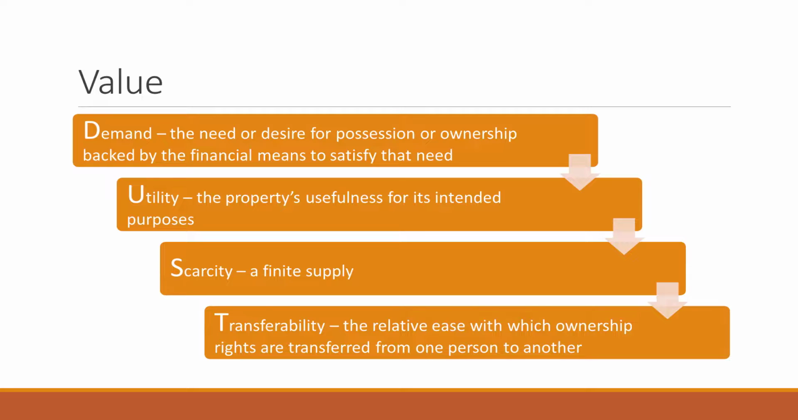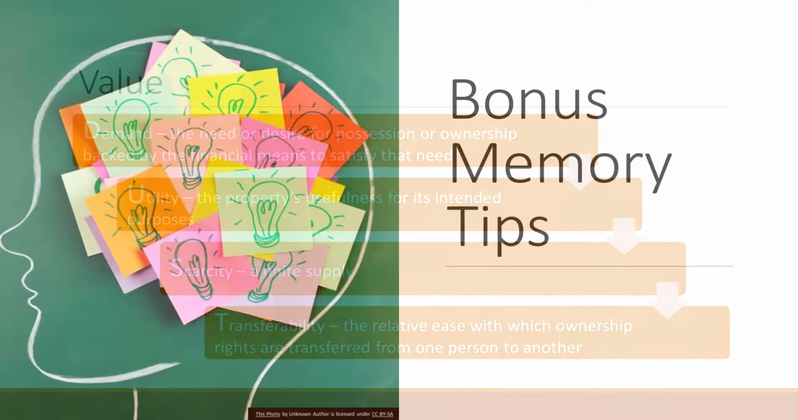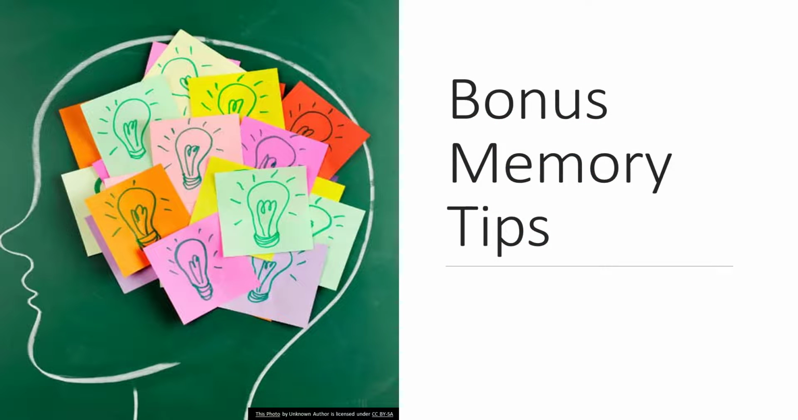Demand: the need or desire for possession or ownership, backed by the financial means to satisfy that need. Utility: the property's usefulness for its intended purposes. Scarcity: a finite supply. That makes sense, right? If there was an infinite supply of land, it would be worth a lot less. The fact that land is scarce gives land value. And transferability: the relative ease with which ownership rights are transferred from one person to another. Those acronyms definitely should help with remembering these important concepts.